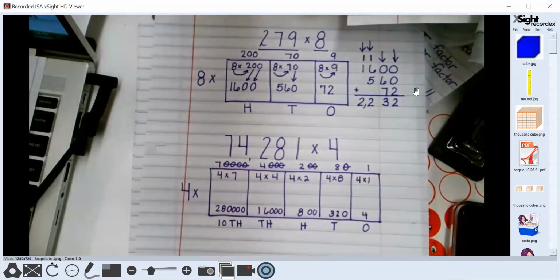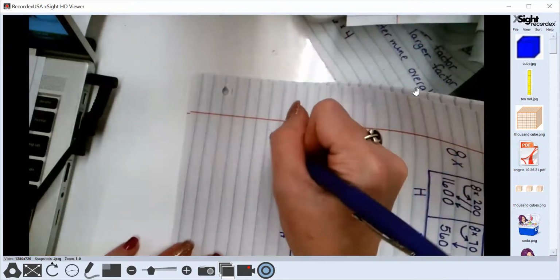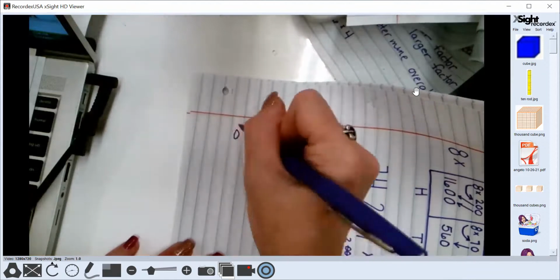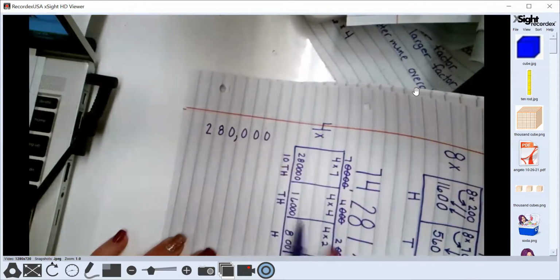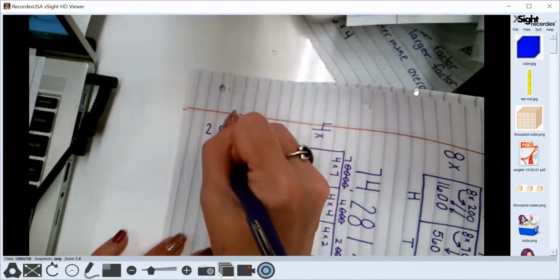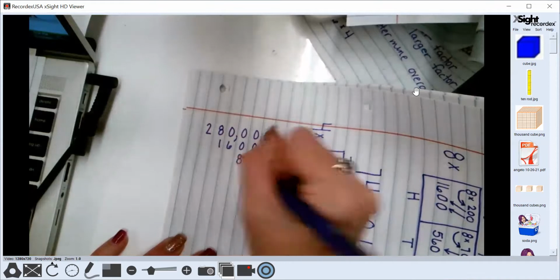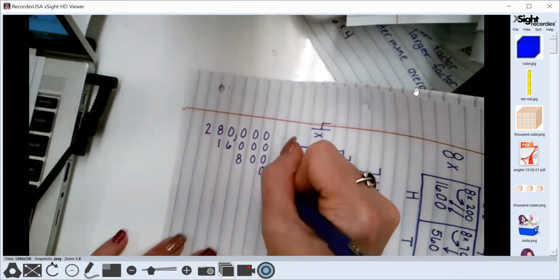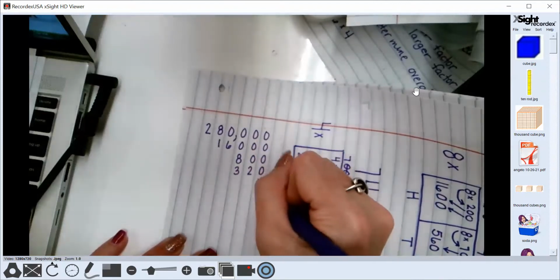Now I can add my pieces, and I'm actually going to turn my paper sideways because I like to use the columns to help me make sure that I stay in the right place value. So this has 4 zeros and a 28: 1, 2, 3, 4, 8, 2. So that's 280,000. This one has 3 zeros and 16. 2 zeros and an 8. 1 zero, 32. And this one is 4.